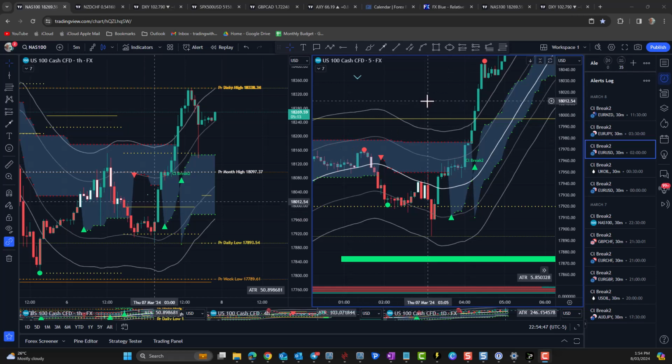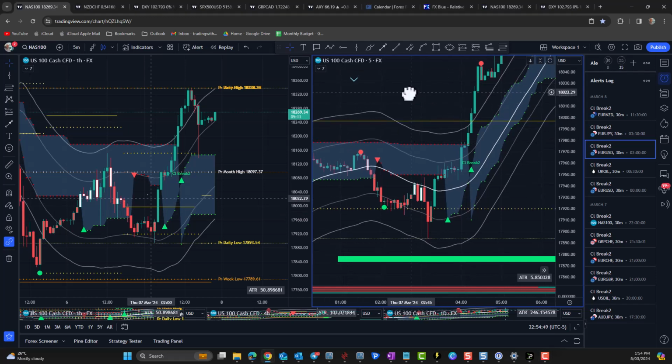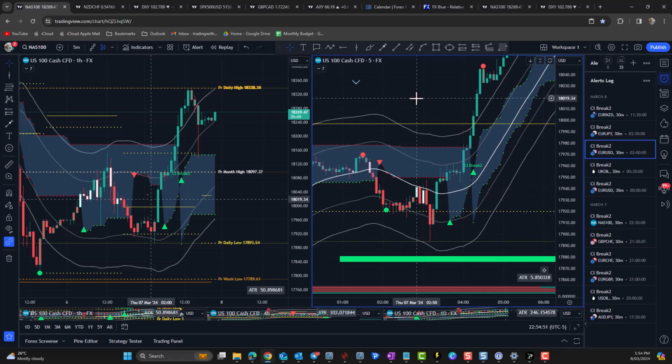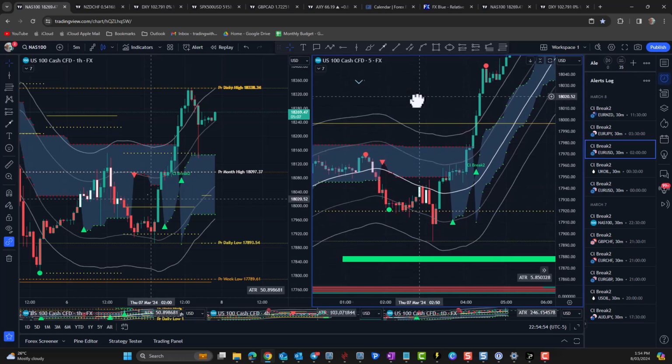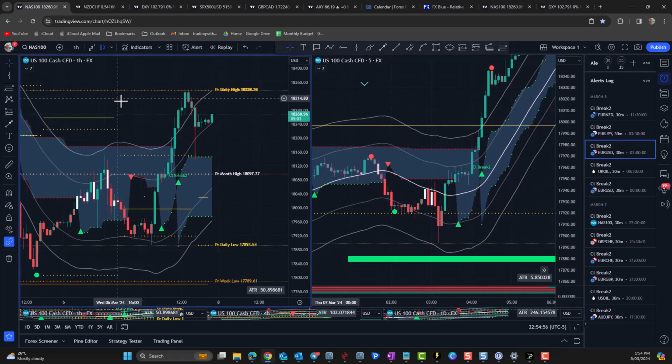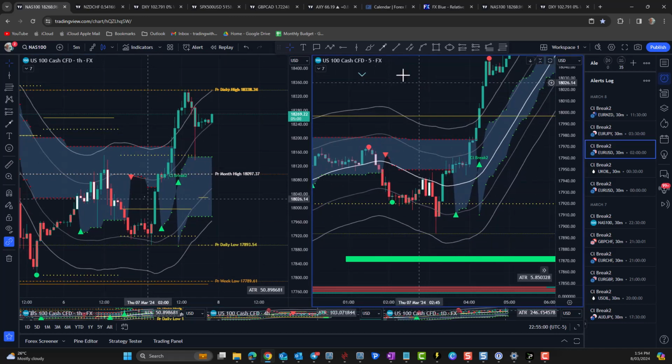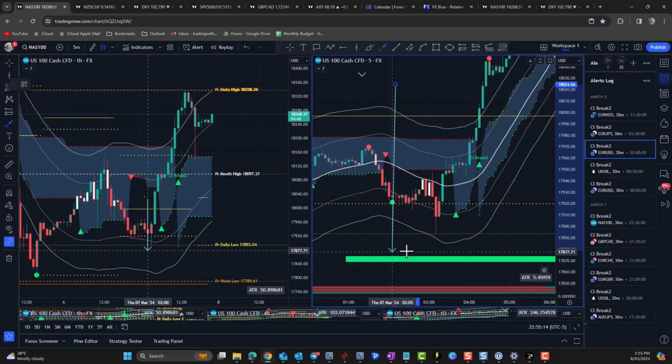Traders, in this video I'm going to show you a scalping slash day trading strategy. We're looking at the US100, the NAS100, 5-minute chart on the right, 1 hour chart on the left. Bottom line is we're looking for these alerts to fire when we see a green bar under here.